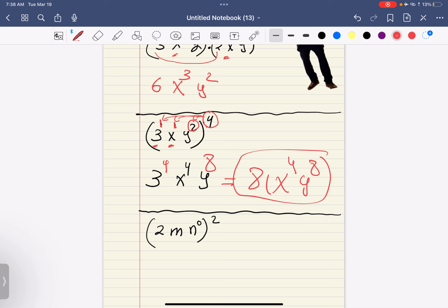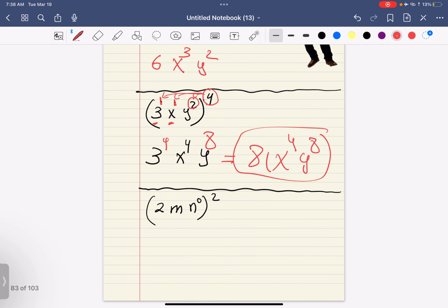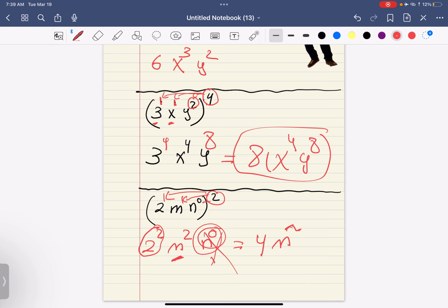One more example. I'm going to distribute the power as well. That's going to be 2 times 1, that's 2 to the 2nd power, 2 times 1, m to the 2nd power, 2 times 0, n to the 0. That equals 2 to the 2nd power is 4, m squared, but n to the 0 equals 1, so we don't write it. And that will be my final answer.